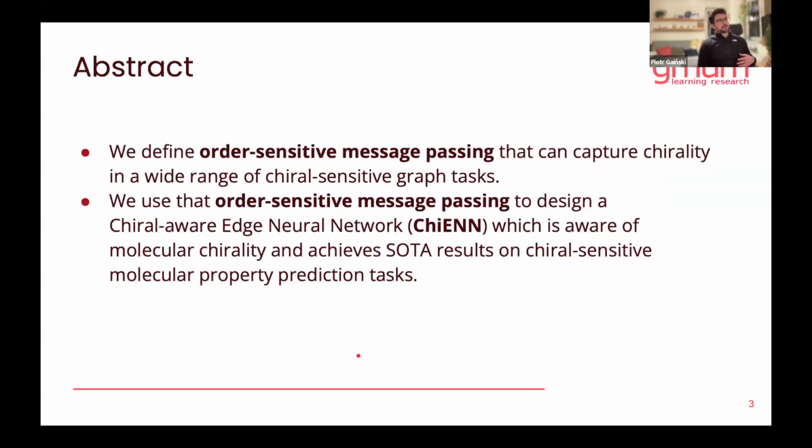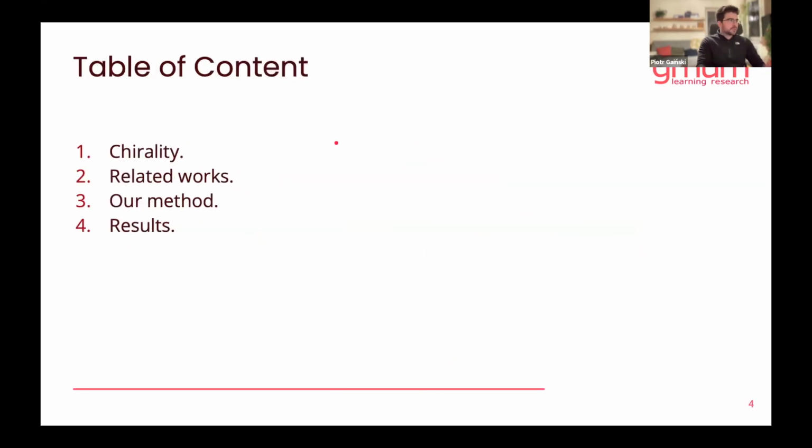The paper is about two things. First, we define order-sensitive message passing that can capture chirality in a wide range of chiral-sensitive graph tasks. Then we use that order-sensitive message passing to design a chiral-aware edge neural network called ChiENN, which is aware of molecular chirality and achieves pretty good results on chiral-sensitive tasks for molecular property prediction. The table of contents is that we are going to talk about chirality, then related works, and then our method and results.